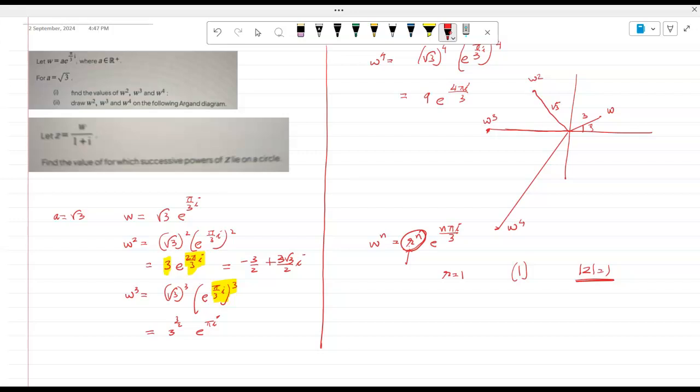So now you've been given a complex number. Your Z is equal to W upon 1 plus i. This should lie in a circle when mod of this should be equal to 1. Mod of this should be equal to 1.